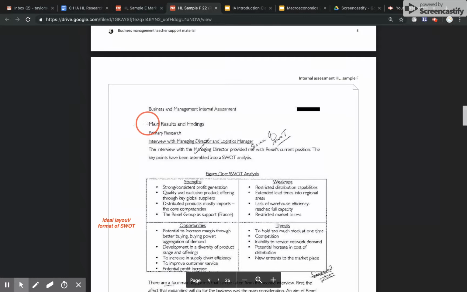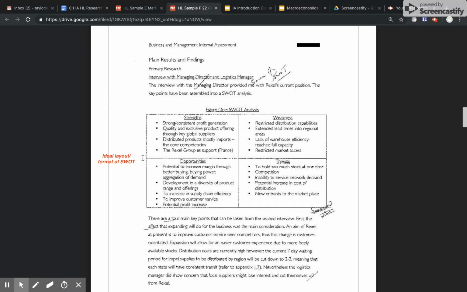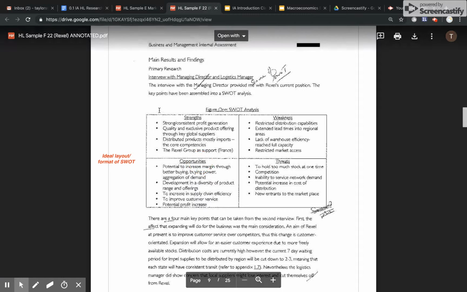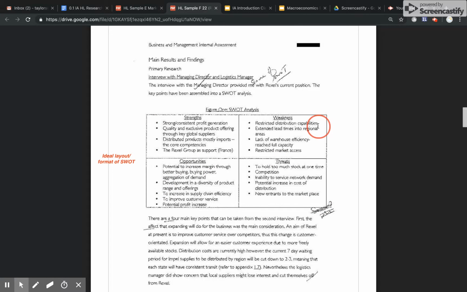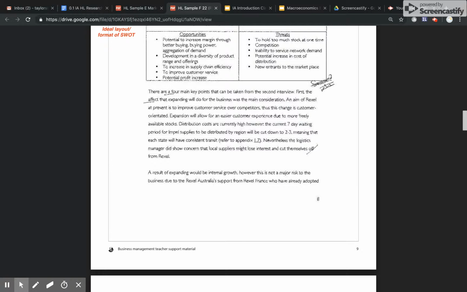Main results and findings. So again, they don't give all the data, they give the summary of the data that they collected through interviews and surveys and techniques of that nature. So they also include a SWOT. This is a better layout for the SWOT: strengths, weaknesses, opportunities, and threats, laid out in this format. So this is much better than the scrapbook SWOT, just from an appearance standpoint.